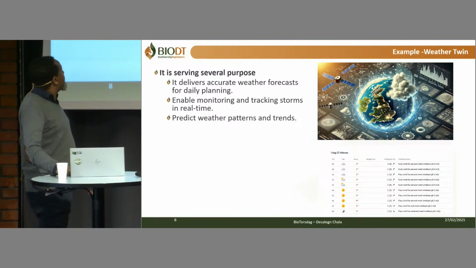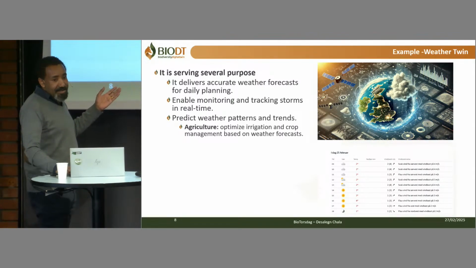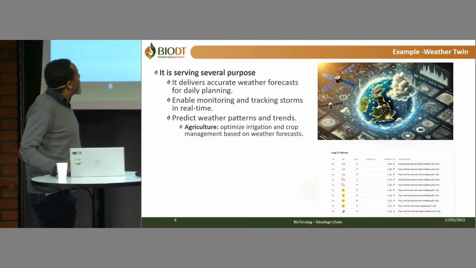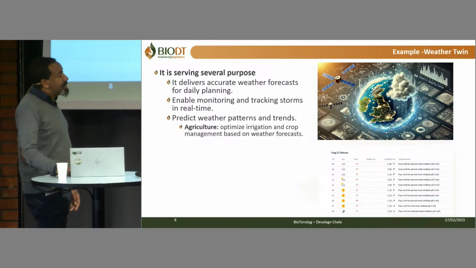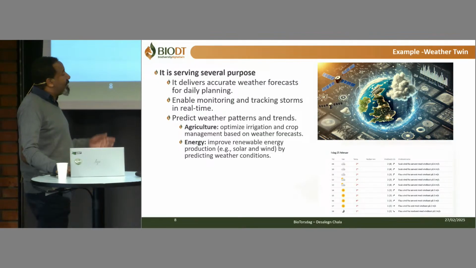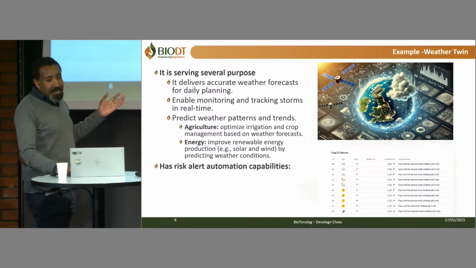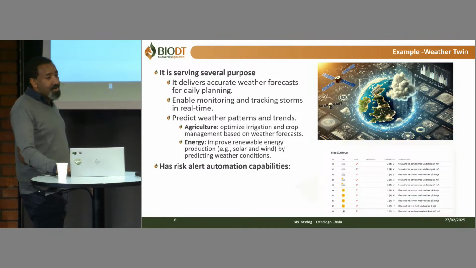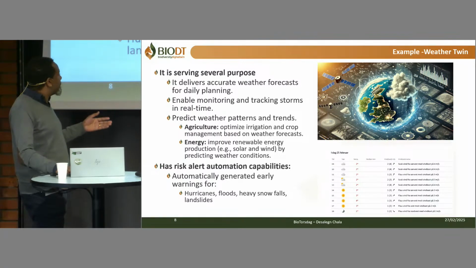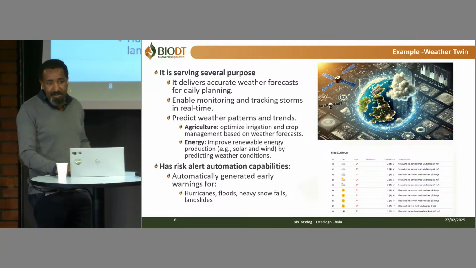And it also has applications, for example, in agriculture. Based on predicted weather patterns, we can optimize irrigation and crop management based on the weather forecast. Again, we can also improve renewable energy production, like solar energy, wind energy, and so on. Above all, it also has risk alert automation capabilities. We can automatically generate early warnings for hurricanes, floods, heavy snowfalls, landslides, and so on.